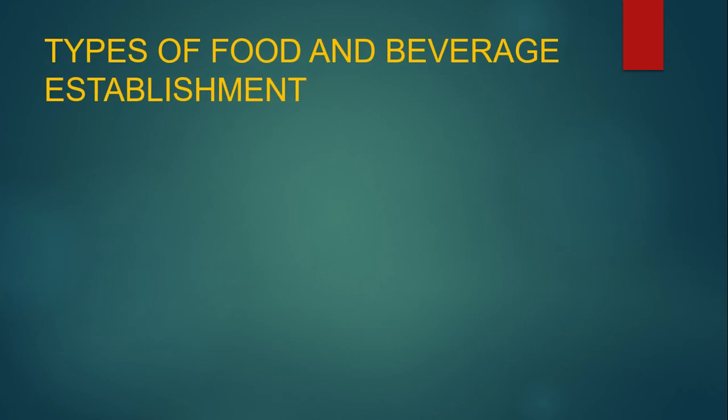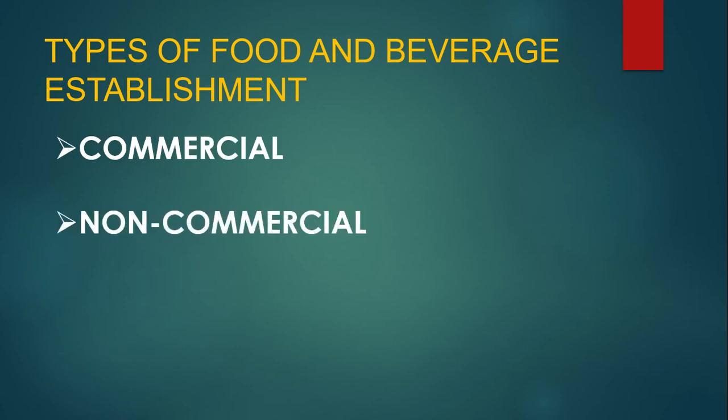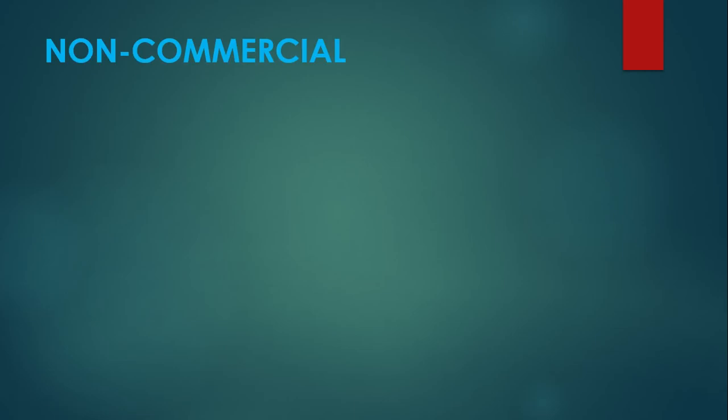For the first topic, types of food and beverage establishment. It is classified into two, commercial and non-commercial establishment. I'll be discussing first non-commercial establishment. So, non-commercial establishments are mainly subsidized and aim to provide welfare more than to earn revenue. An example of a non-commercial establishment is a cafeteria.